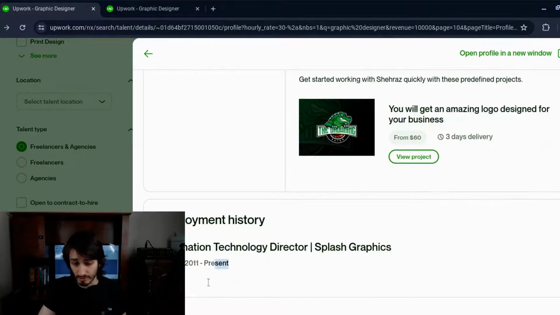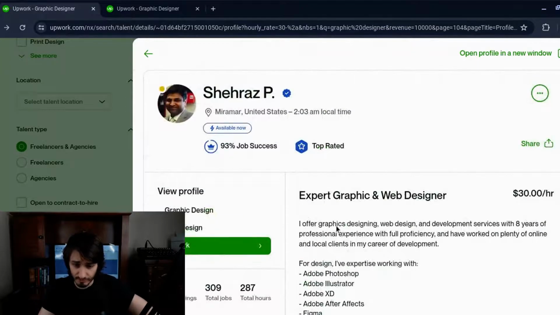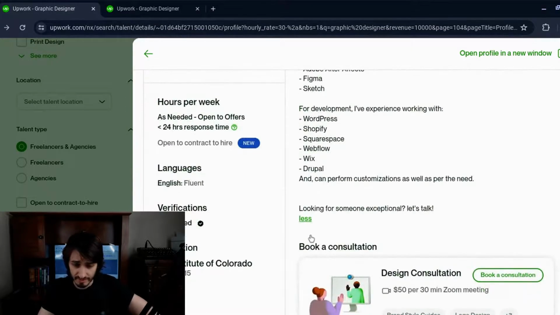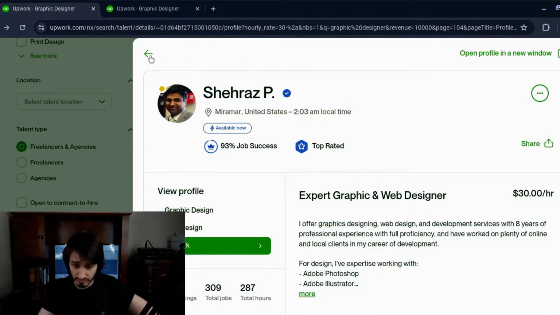And before Upwork, he was working as an information technology director. Talk about that with clients, and talk about that in your proposals and interviews, and that really helps. Yeah, this guy has a lot going for him, despite the fact that his English is bad, and yeah, nothing wrong with that. That's awesome.